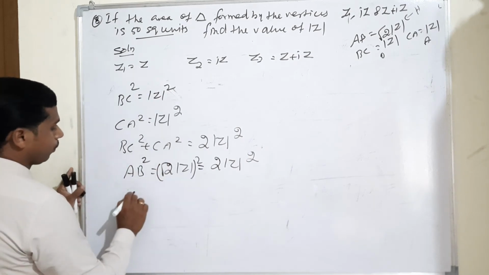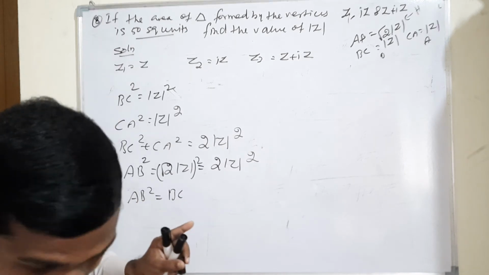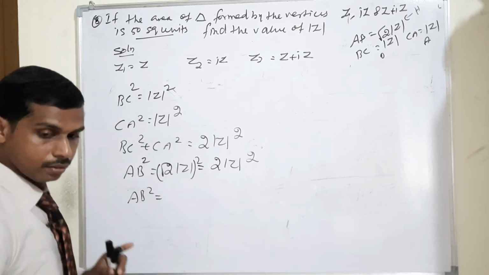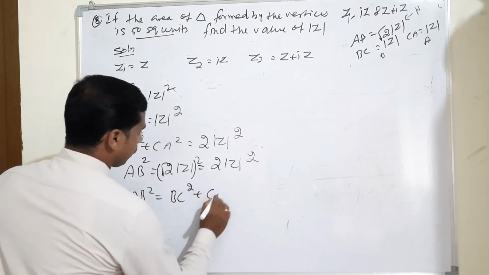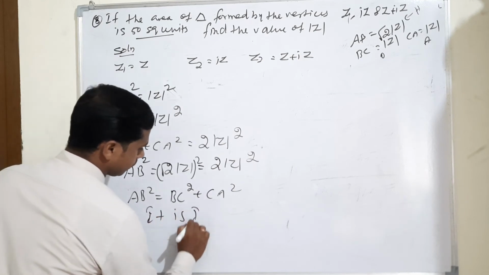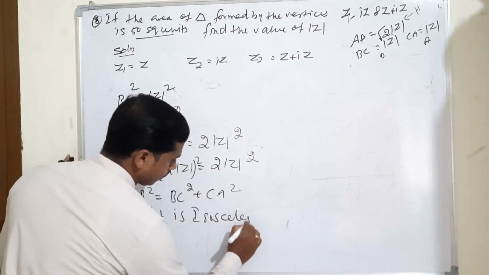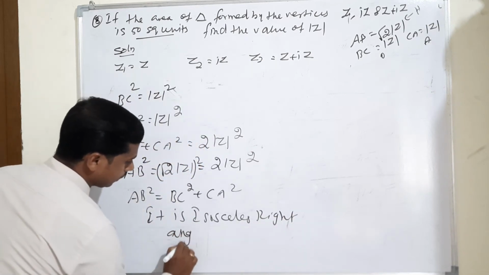AB square, therefore we can say AB square is equal to BC square plus CA square. Therefore, it is an isosceles right triangle.